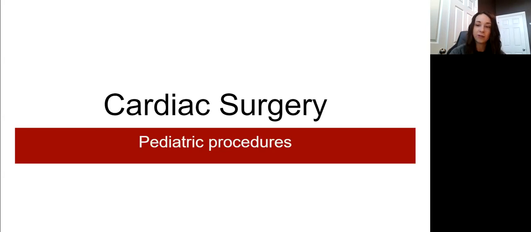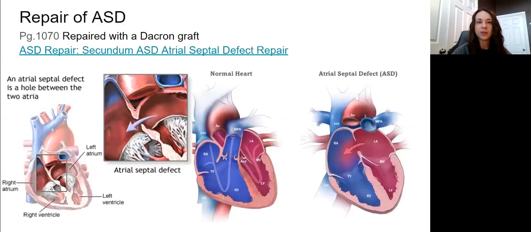Of course, you're going to have lots of patches and grafts for these cases. And again, they're very similar to the adult cases. So I'm not going to really go through the procedures, just go over some things for you to study and give you this slideshow that has all the links to the videos. Okay, let's start with atrial septal defect. I've got some pictures on here so you can see where the defect is and what's actually happening with the blood because of that defect.